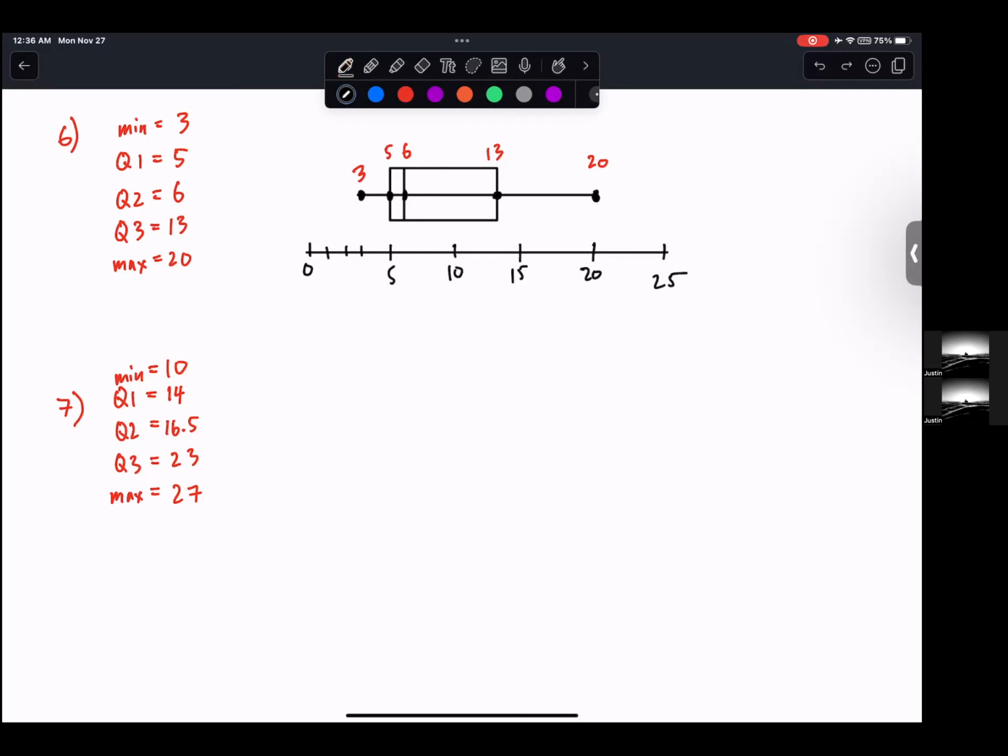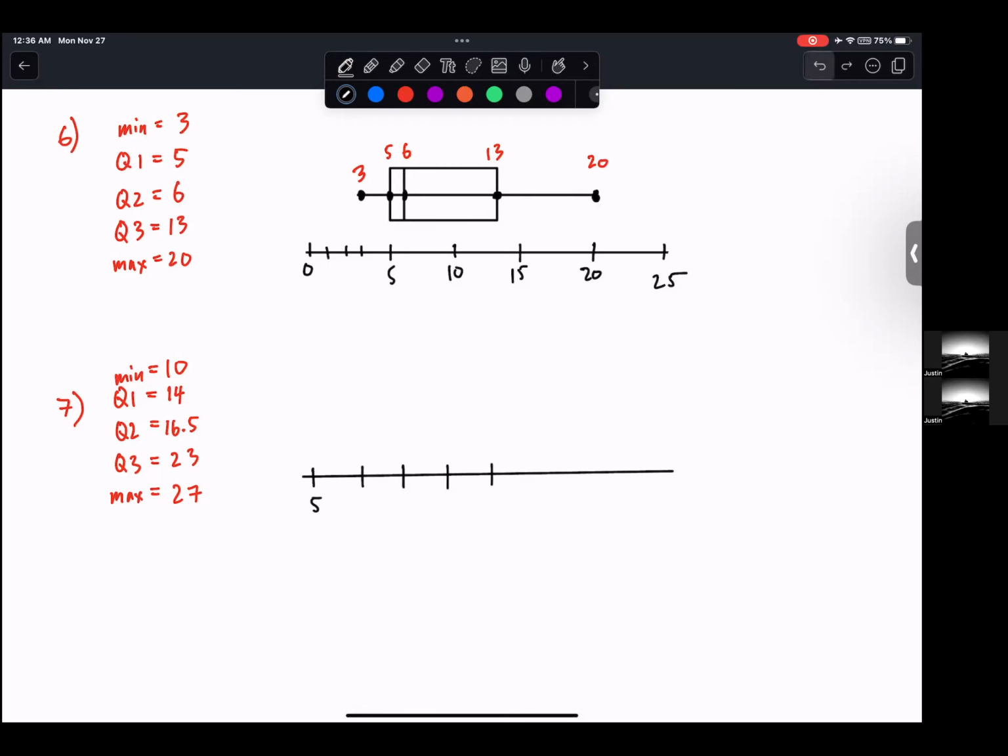Okay, and number 7, try it on your own first. And once you've tried it, then you can take a look at my answer here. Draw the same kind of number line. Make sure I have 10 somewhere. Start a little below 10, so we'll start at 5. Go by 5s again. 10, 15, 20, 25, 30. No, that's enough, actually.